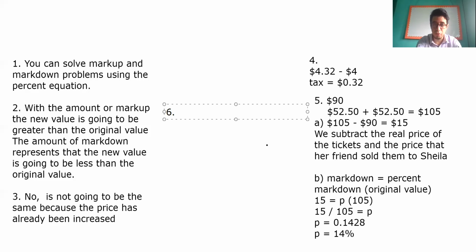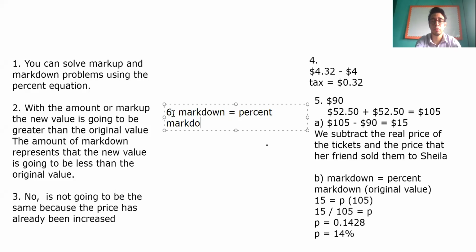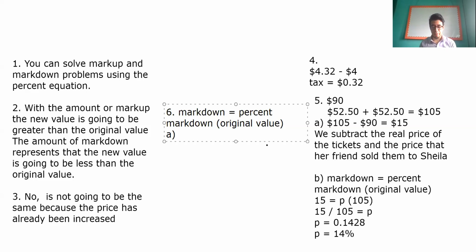And we need to find the sale prices. What are going to be the sale prices, okay? And I'm going to copy the equation again. Markdown is going to be equal to the percent markdown multiplied by the original value. So I'm going to do the same for exercises A and B. Okay, A.